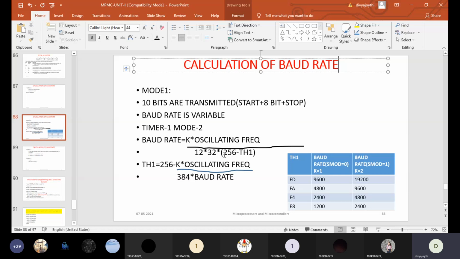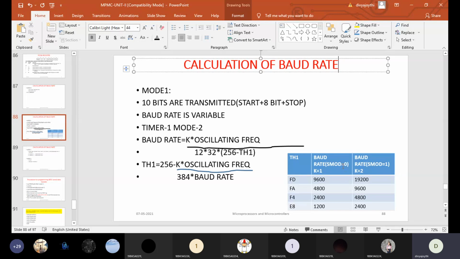So from this we can calculate the baud rate, and if you know the baud rate you can calculate TH1. Here there is a table which we need to remember in order to write programs, which has already been calculated. What could be the TH value if the baud rate is varying? In the first column is the calculation of baud rate for K equal to 1, and this is the calculation for K equal to 2. If you observe, when you multiply this column by 2, the result is this one. So if SMOD bit is equal to 1, the existing baud rate gets doubled.